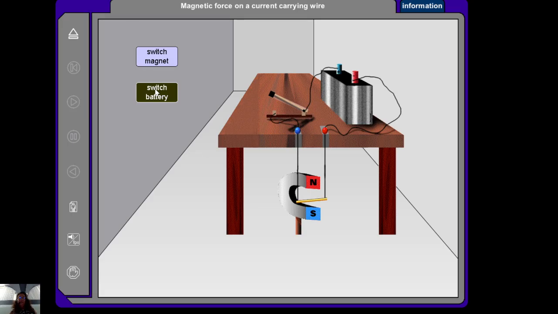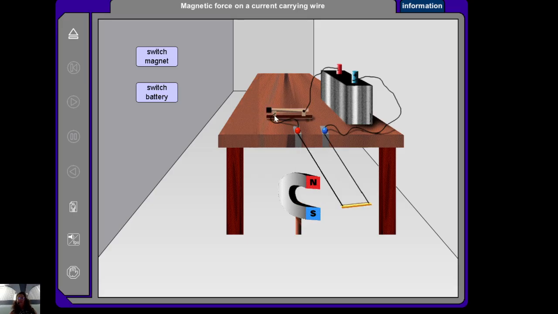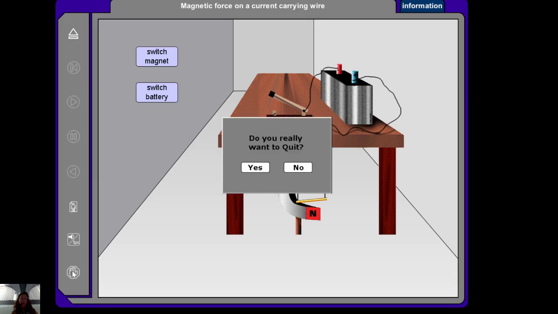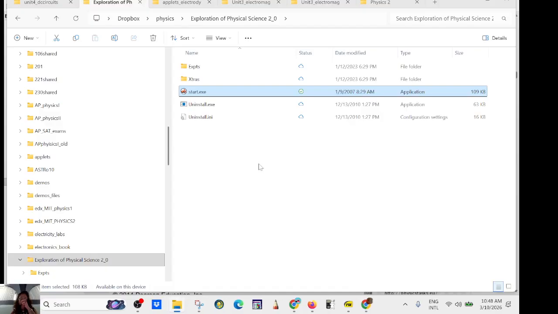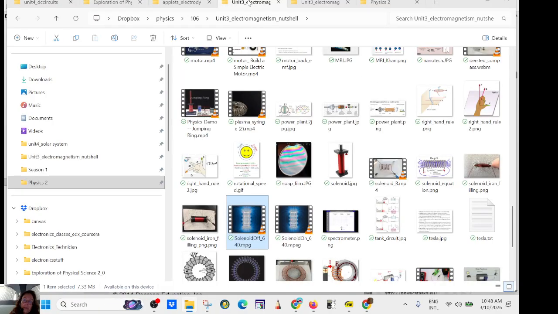If I switch the battery, close the switch, now it's going to be the opposite. And if I switch the magnet, opposite. Okay, so the magnitude will be the length of the wire inside the magnetic field times the current times the magnetic field and the sine.